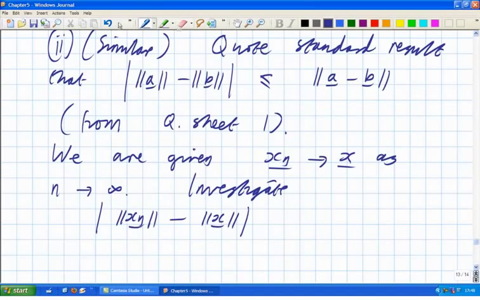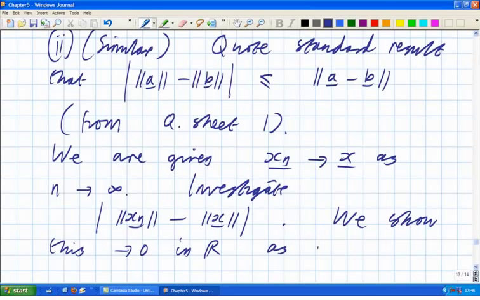We're talking about a sequence of real numbers here. Norm of xn is a real number, and we're asked to look at that sequence of real numbers and ask, does it converge to norm of x? That means you have to say how far away it is from the norm of x, and the answer is it's the modulus of the difference. So we have to show that this tends to zero in R as n tends to infinity. And we'll be using the sandwich rule, of course.